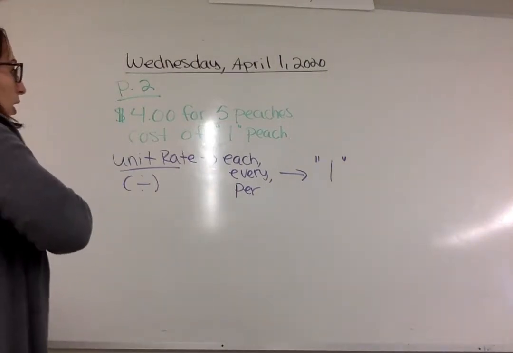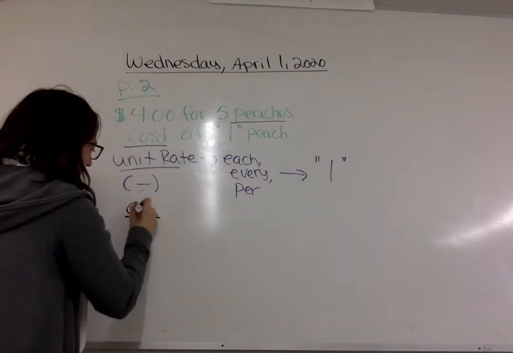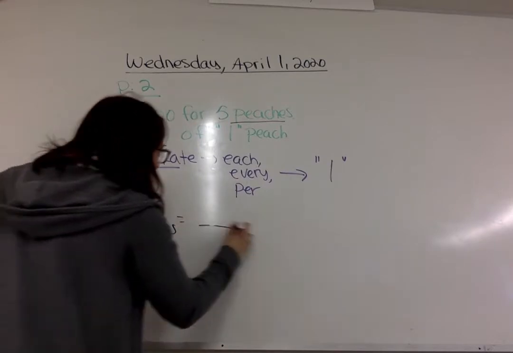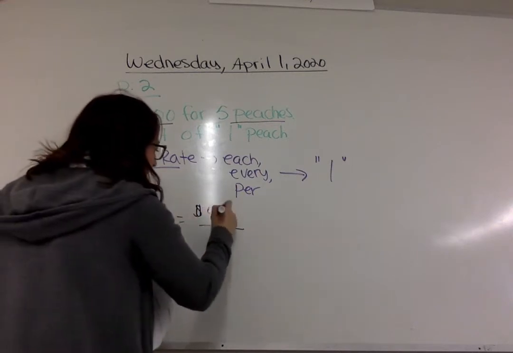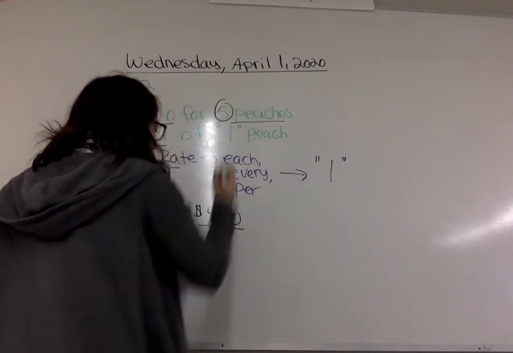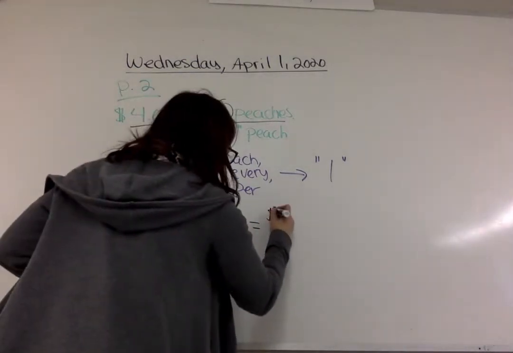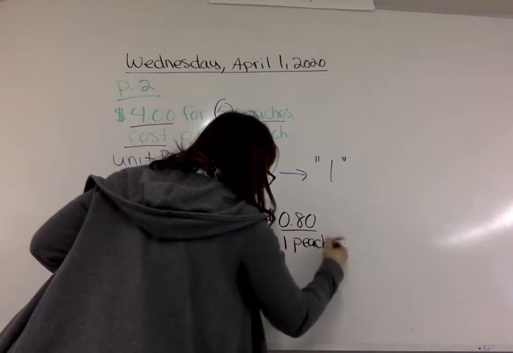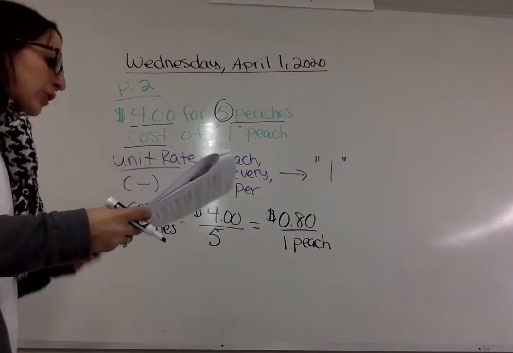Now, what I'm going to do now is I'm going to set up a label. I'm going to divide the cost by the peaches. I'm going to write cost over peaches. I'm now going to substitute the $4 as the numerator, because that's the cost in money, for 5 peaches. When I do the division, I'm going to get 80 cents for 1 peach. That's my unit rate. The unit rate is 80 cents per peach.